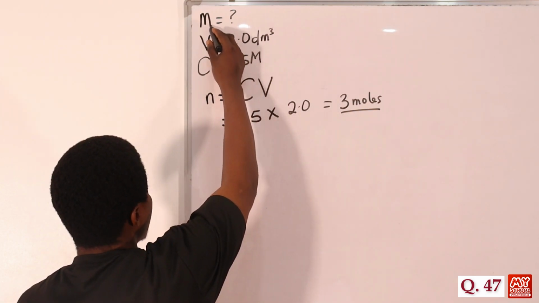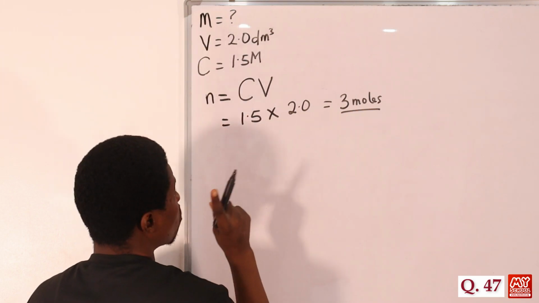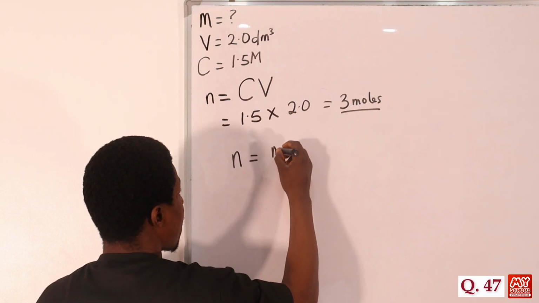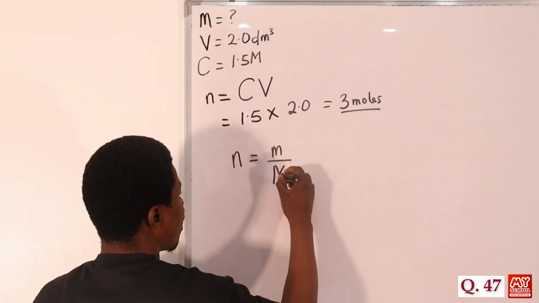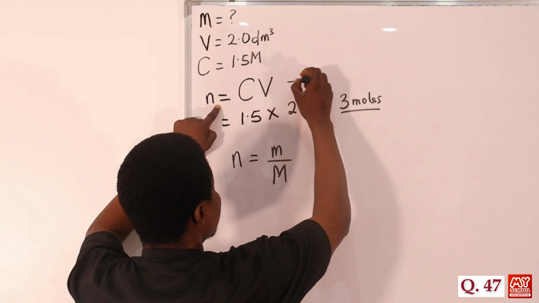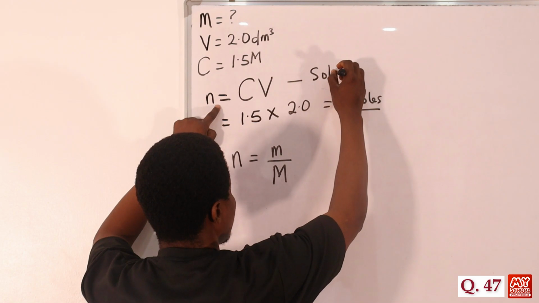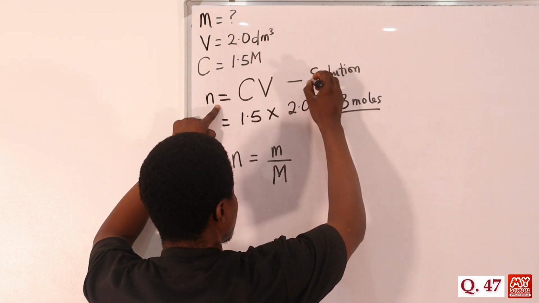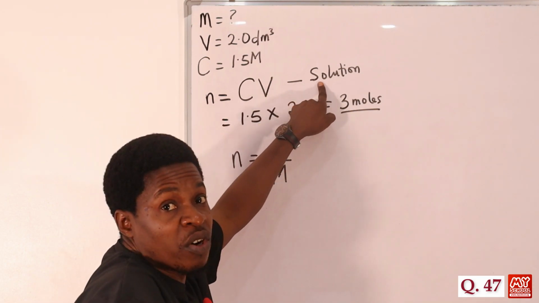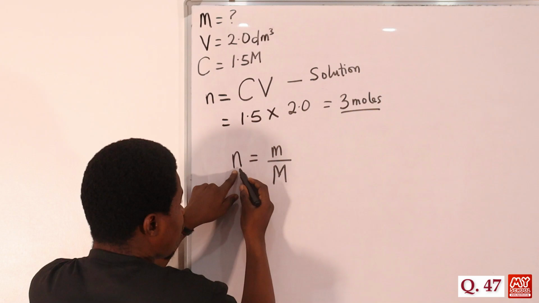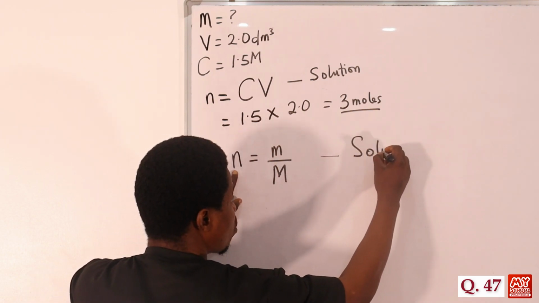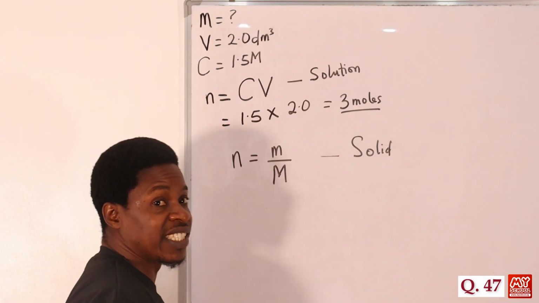The question is, we are asked to find what? Mass. So which means we need molar mass, because we know that number of moles is also equal to mass over molar mass. Usually, when we use this relationship, it is when we are dealing with solids. Number of moles is concentration times volume for a solution, or liquid, or aqueous solution. But when we use the relationship number of moles equals mass over molar mass, we are looking at solid substances, like in this case, sodium chloride.